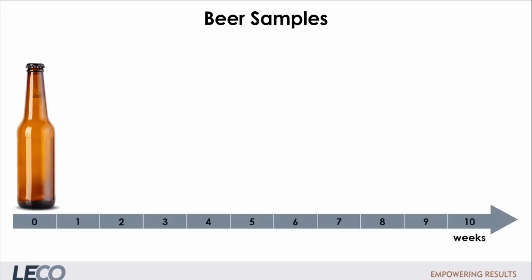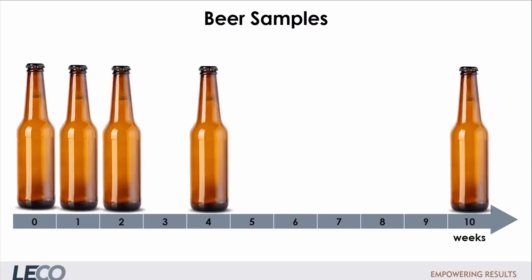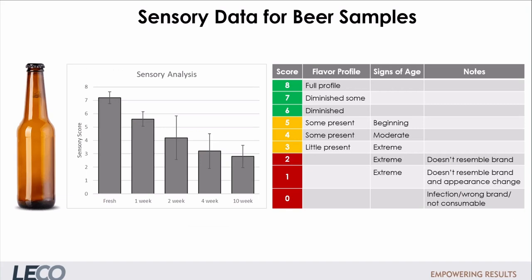Here we are highlighting an application project that used ChromaTOF Sync to explore the chemical profile of a beer and how it changed over time. We had a fresh sample and samples that had been aged at room temperature for 1, 2, 4, and 10 weeks. For these samples, we also had associated sensory data.